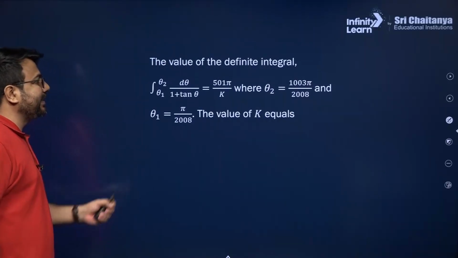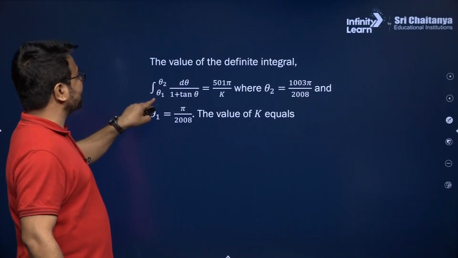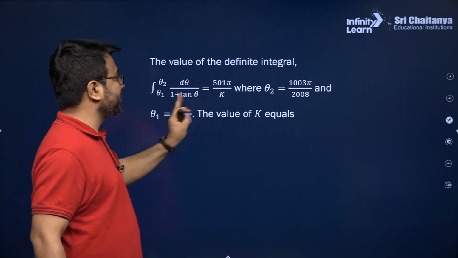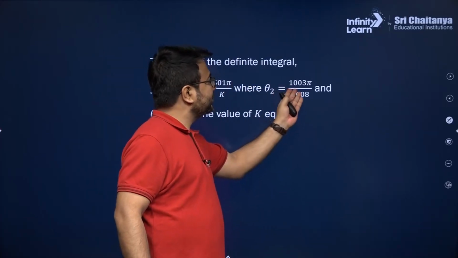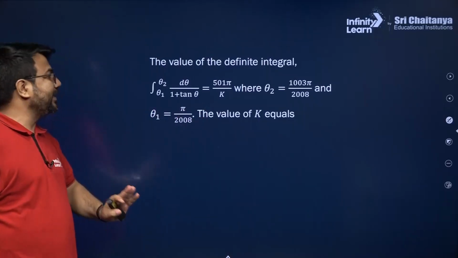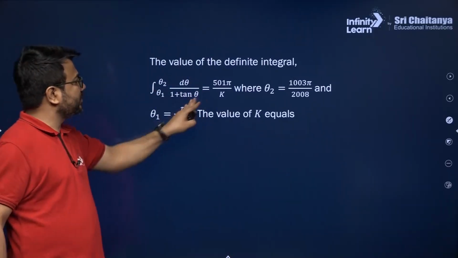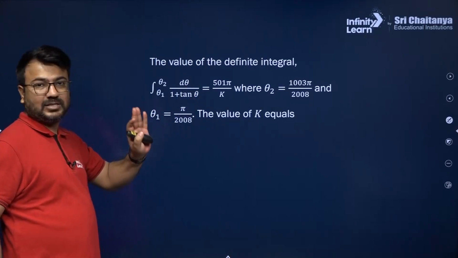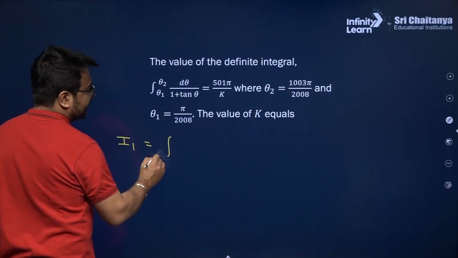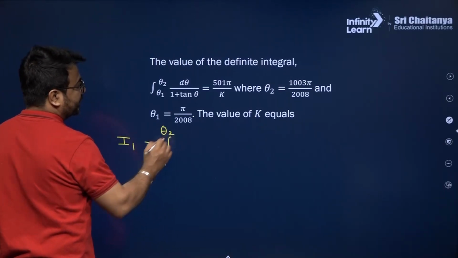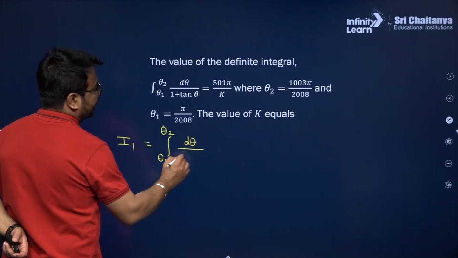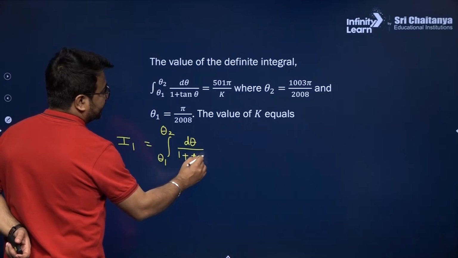The value of the definite integral, there is a definite integral given to us, theta 1 to theta 2, d theta upon 1 plus tan theta is 501 pi upon k. Theta 2 is 1003 pi upon 2008 and theta 1 is this. Then the value of k we need to determine. So first of all, I'll think about how to integrate this function. Let us assume this to be I, and here we have integration from theta 1 to theta 2, d theta whole divided by 1 plus tan theta.